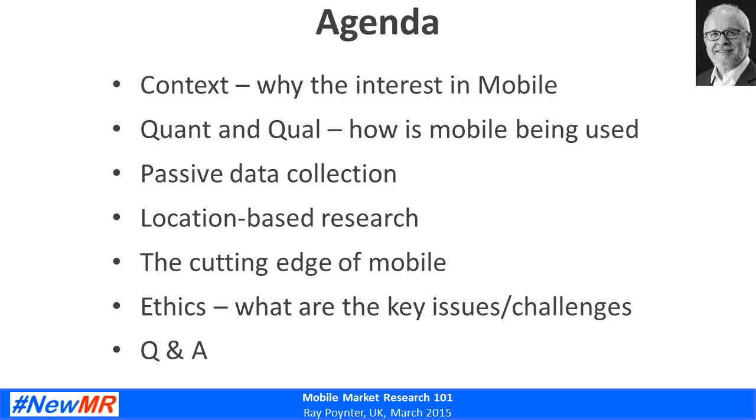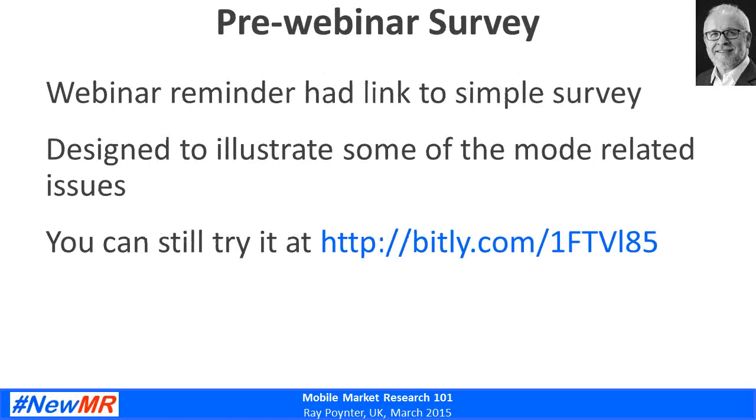Then we're going to look at Quant and Qual and look at how mobile is currently being used. Then we're going to consider some of the issues around passive data collection, location-based research, a little bit about the cutting edge of mobile. Not that if you're attending a 101 course you should be jumping straight to the cutting edge, but it's useful to know where the cutting edge is. And ethics. Really important topic. We need to look at what are the key issues and what are the challenges, and then we'll move into that Q&A phase.